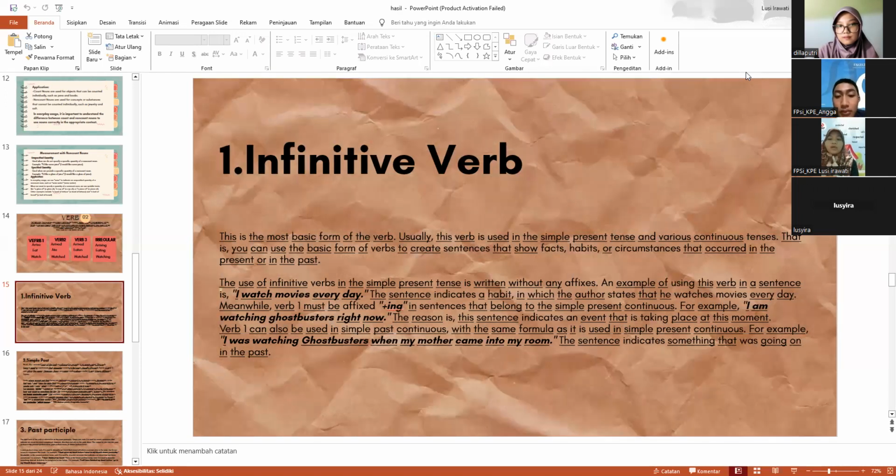Verb 1 can also be used in the past continuous with the same formula as it is used in the present continuous. For example, I was watching Ghostbusters when my mother came into my room. The sentence indicates something that was going on in the past.